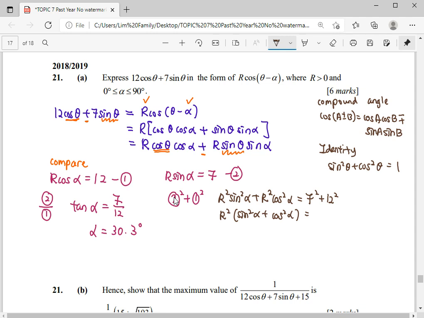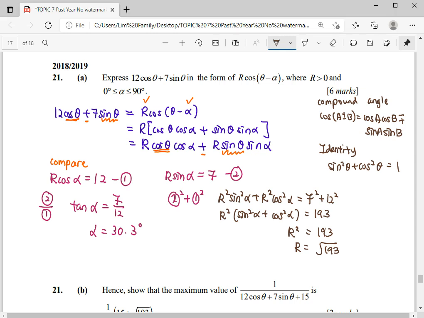So this will equal 193. From here, sine square plus cos square, we get 1. So it leaves us r square equals 193, so r is equal to square root 193. This is how we get our constant r.